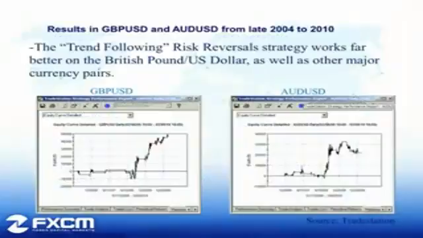And these are the results in the British pound and the Australian dollar pair, which, like I said, have lent themselves to much bigger and longer term trends, that this kind of strategy has actually worked really well. This is the trend following risk reversals trading system, and the previous one that worked on the euro so well because it was trading in a really big range was what I would call the range trading risk reversal strategy.